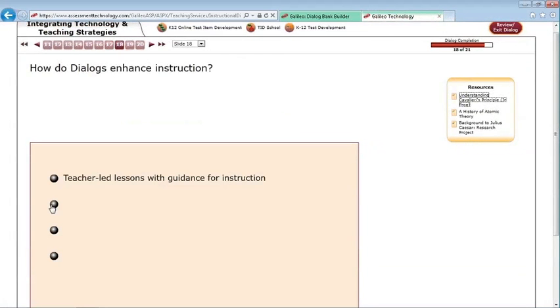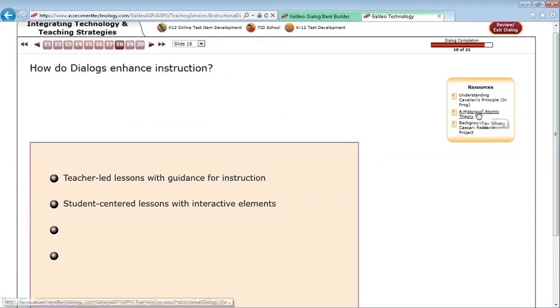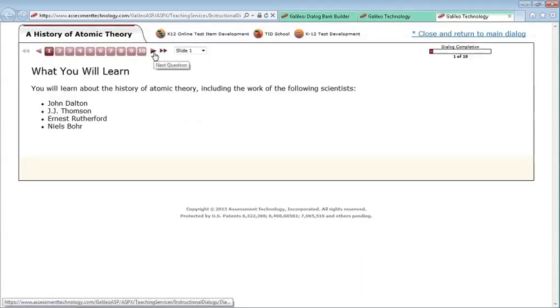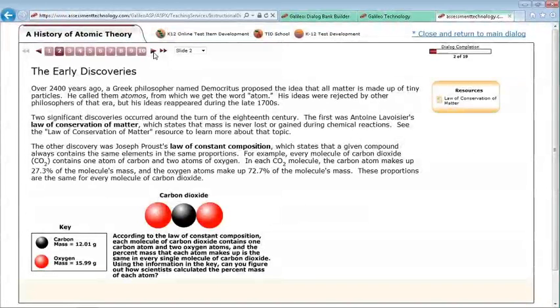The second way we use dialogues to enhance instruction is student-centered lessons with interactive elements, letting the students work at their own pace, sometimes outside the classroom, sometimes in a homework situation. The example I want to show you here, drawn from our science content, is a history of the atomic theory. So again, establishing what it is the students are going to be expected to gain from this dialogue, moving them through some information as we work into the law of constant composition.